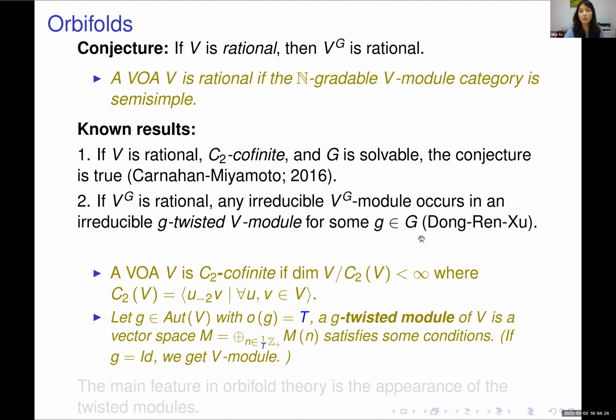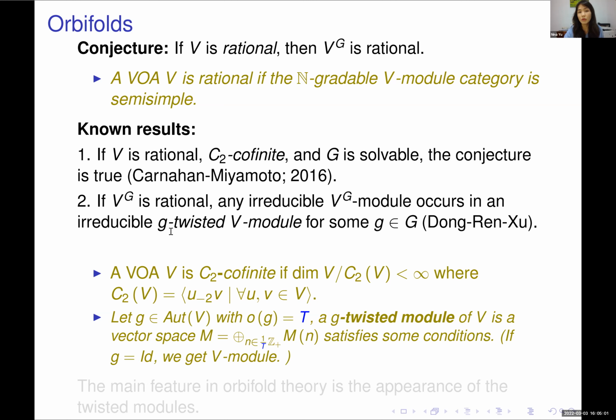And in the meantime, Dong, Ren, and Xu proved that if the orbifold is rational, then any irreducible module for the orbifold occurs in an irreducible g-twisted V-module for some g in G. And here, this g-twisted module is some kind of module that is more general than the ordinary V-module. So if you look at the vector space, there is a fractional gradation, which is related to the order of the automorphism g. This is the so-called g-twisted V-module.